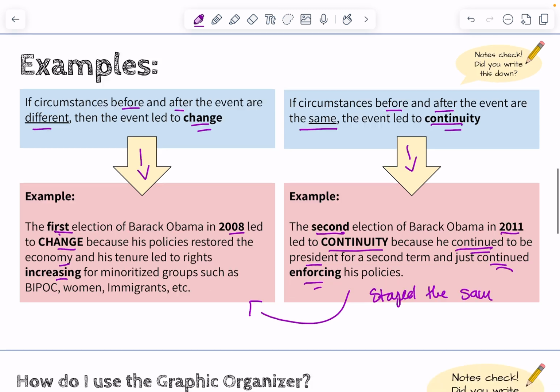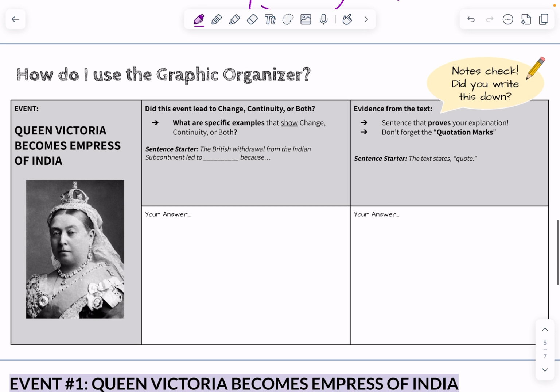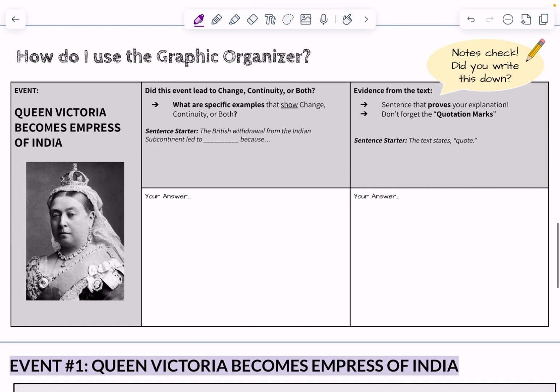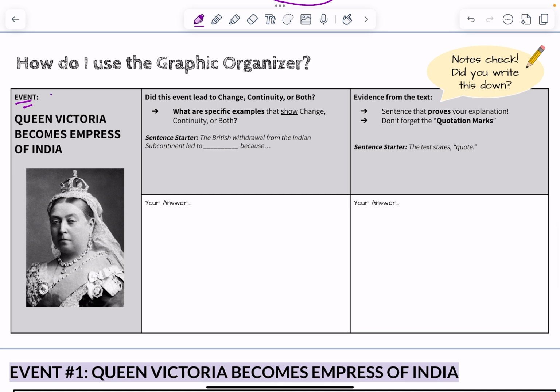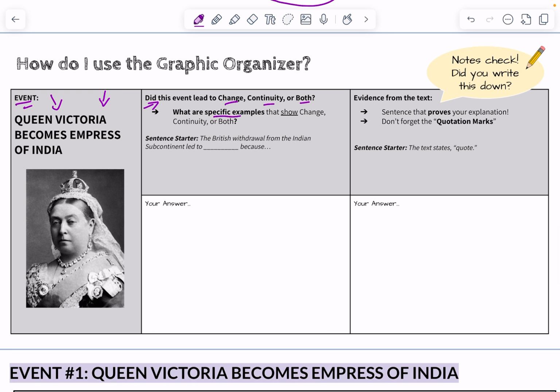Alrighty, what we're going to do is we're going to take a look at an example. This is your graphic organizer. So first, let's take a look at what we need to do here. So first, take a look at the event. Here's the event right here. So our event is Queen Victoria becomes Empress of India. Then you have to answer the question, did this event lead to change, continuity, or both? And you have to give specific examples.